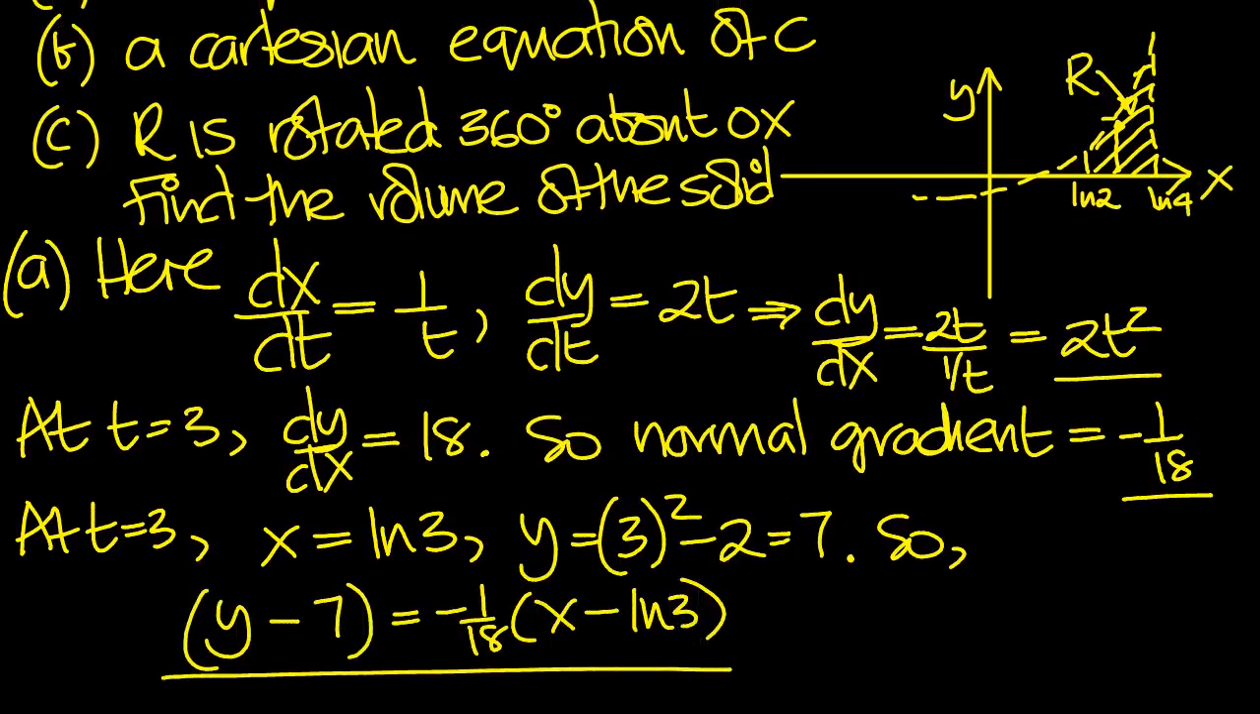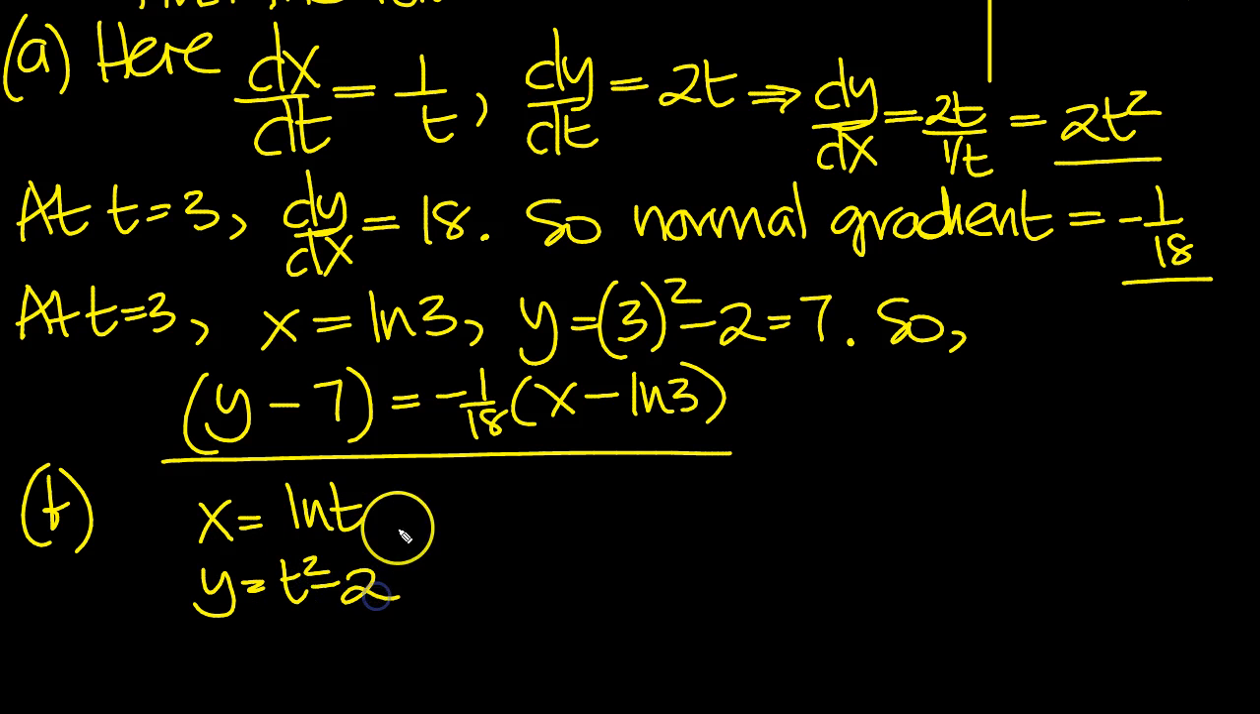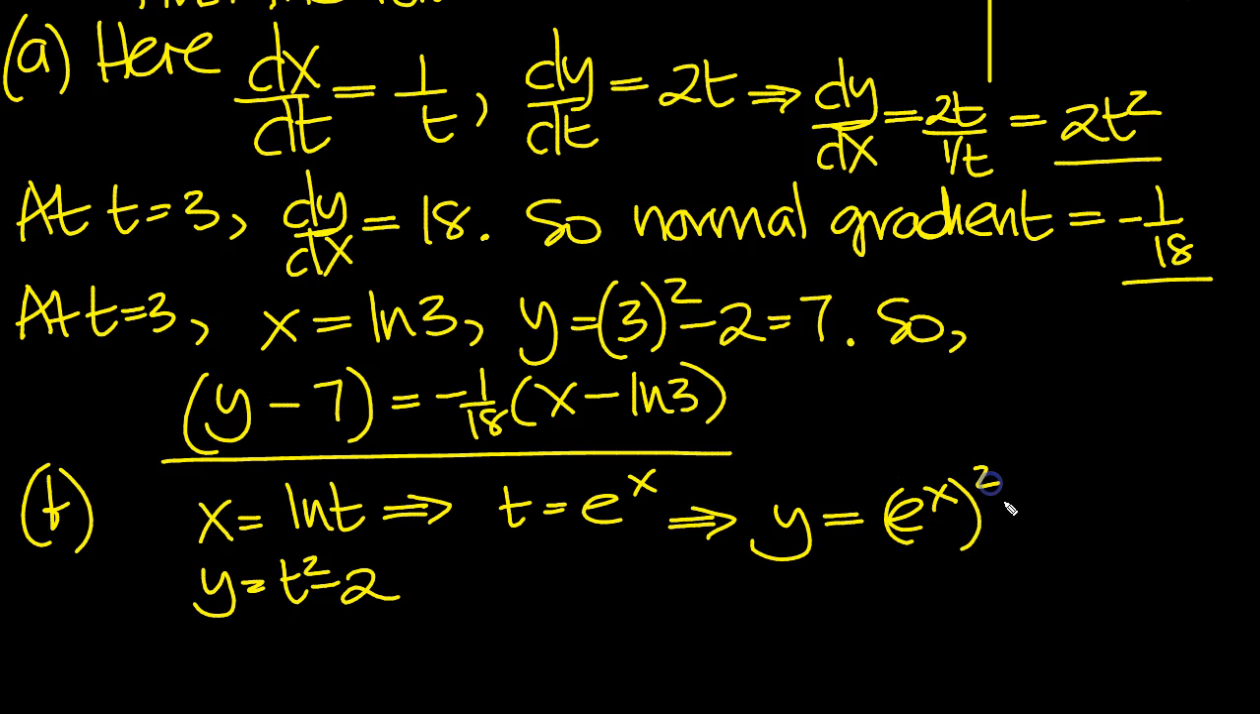So find a Cartesian equation of C. So part B then, Cartesian equation, x equals log t, and y is equal to t squared minus 2. This is log e, so the e comes down and we get t equals e to the x. So that tells us then that y is equal to, t is e to the x. So put that in, t squared minus 2, which is e to the 2x minus 2. There's the Cartesian equation, part B.